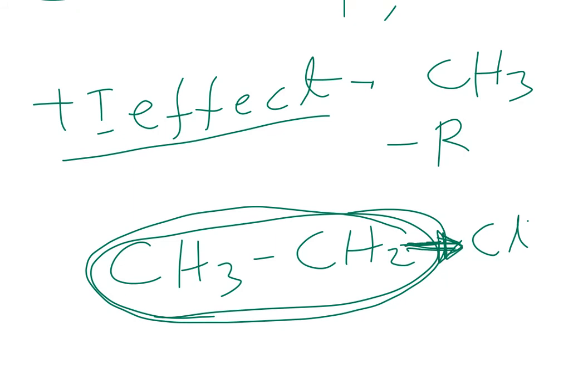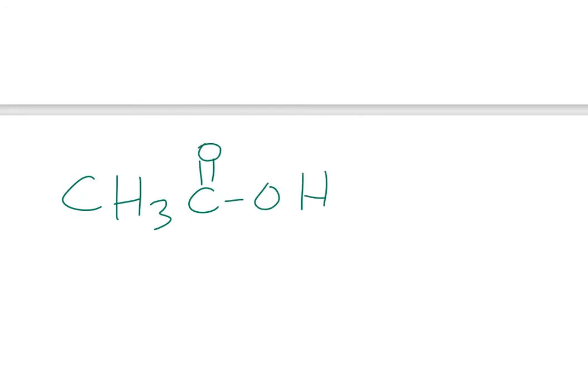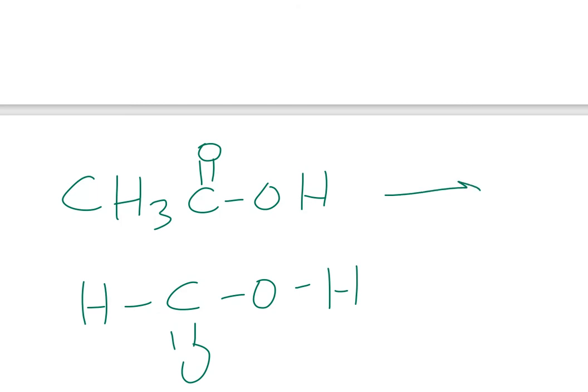Okay, so the bigger the alkyl group, the more the effect will be. So minus I effect, plus I effect. This is an electron releasing group. Now let's see formic acid. If we have formic acid and acetic acid, which one is more acidic? Remember, this is an electron releasing group.